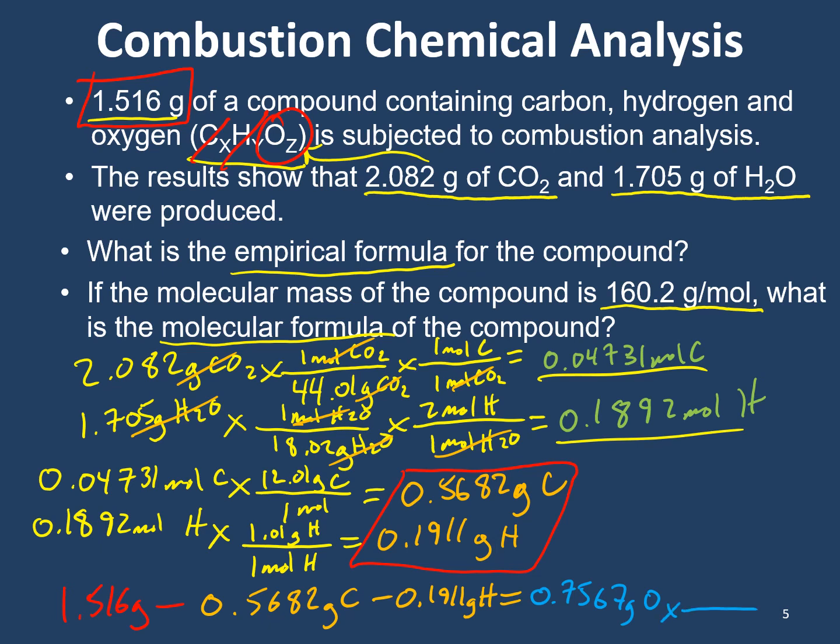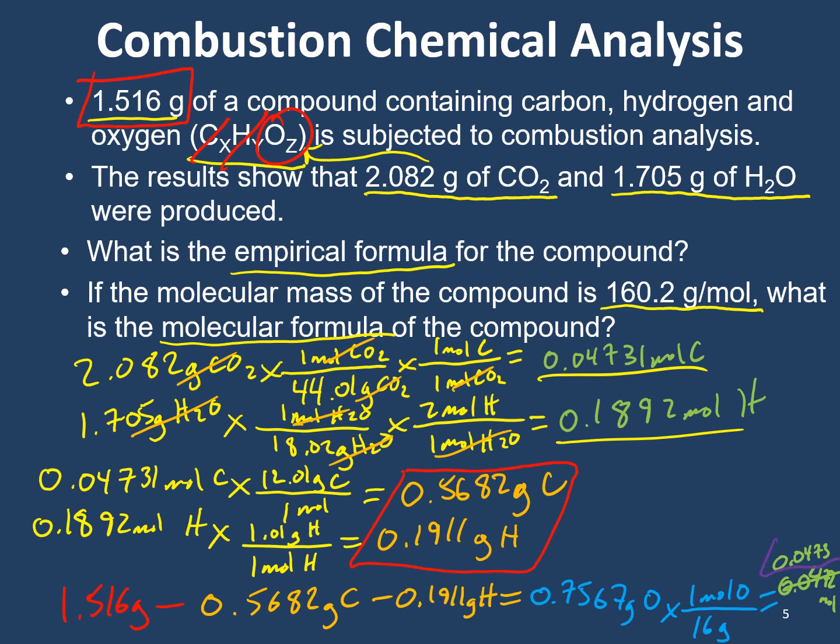And like always when we're determining the empirical formula, we need moles of each element. So I need to convert this from grams to moles. I know that the molar mass of oxygen is 16.00 grams per 1 mole, and I can calculate that. If I calculate the moles of oxygen, I get 0.0473 moles of oxygen.